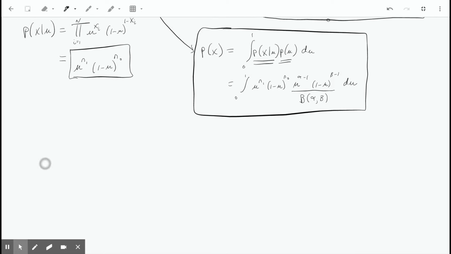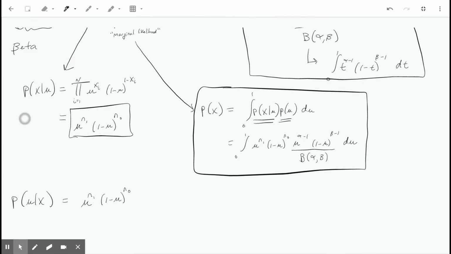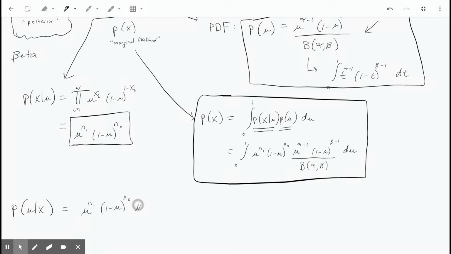Okay, so now we're going to actually write out and do some math over the posterior distribution. So probability of mu given your data is equal to, now I'm going to write the likelihood first. So mu to the n1, the number of ones that you observe, 1 minus mu to the n0. And then we'll write the beta distribution for the prior. So this is just mu to the alpha minus 1. Remember, it's this thing right here. Mu to the alpha minus 1, 1 minus mu to the beta minus 1.